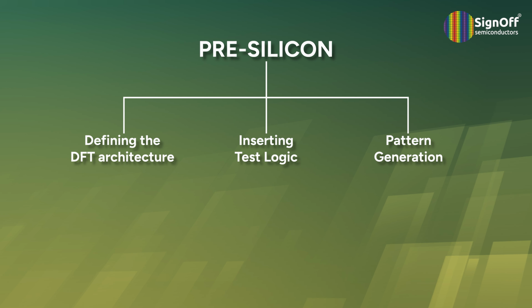The third step is using the structure which we have inserted. For that, we have to generate the patterns. Now the patterns get generated using EDA tools. Many times we use industry standard tools. We also have a method called ATPG, which is automatic test pattern generation, which happens mostly once we are done with the scan chain insertion.